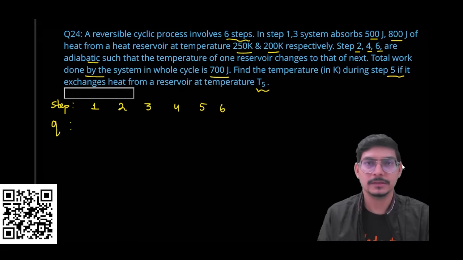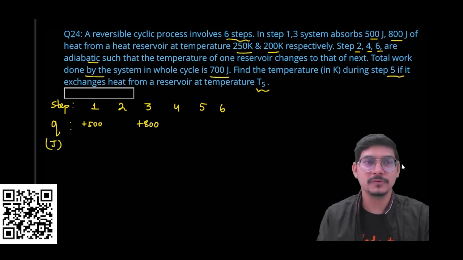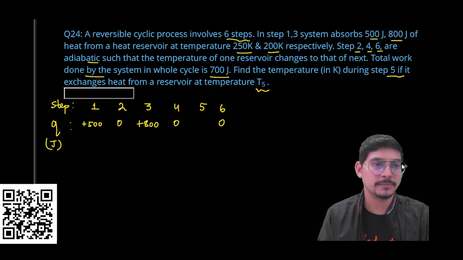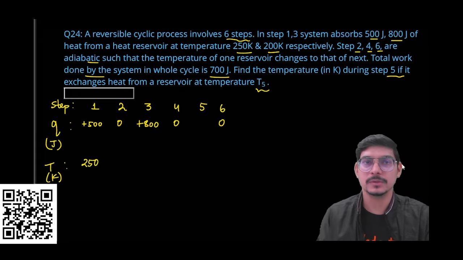It is given that in step 1, the system absorbs 500, so this is plus 500. Step 3, the system absorbs 800, so this would be plus 800 joule of energy. Steps 2, 4, 6 are adiabatic, so Q would be 0. Also, it is given that the temperature of the system in step 1 is 250 Kelvin. In step 3, the temperature of the system is 200 Kelvin. And step 5, where we have to find out the temperature, that is T5.